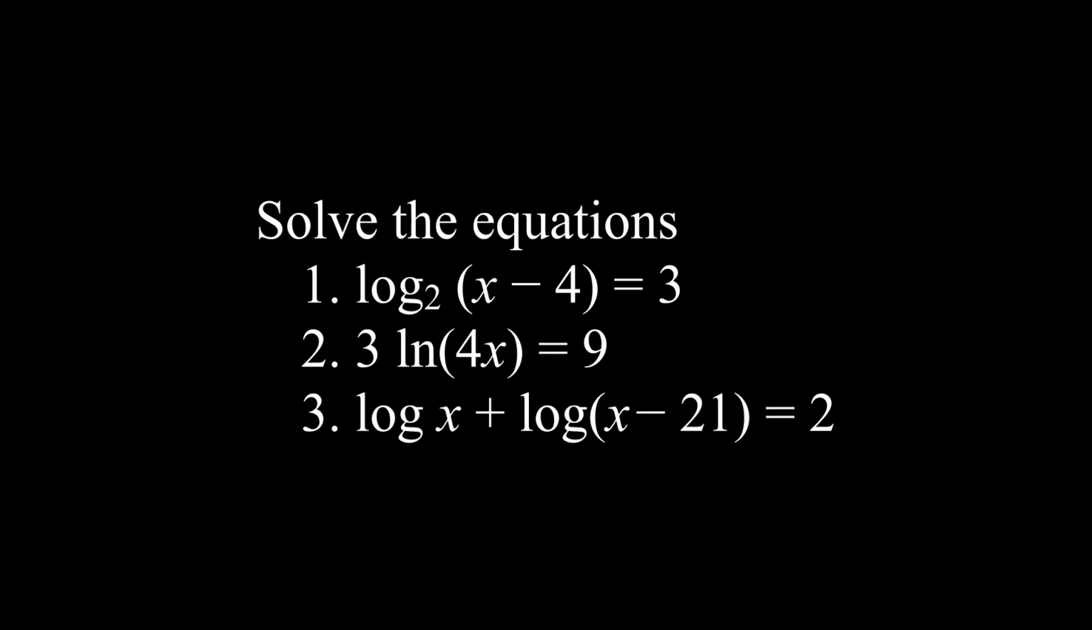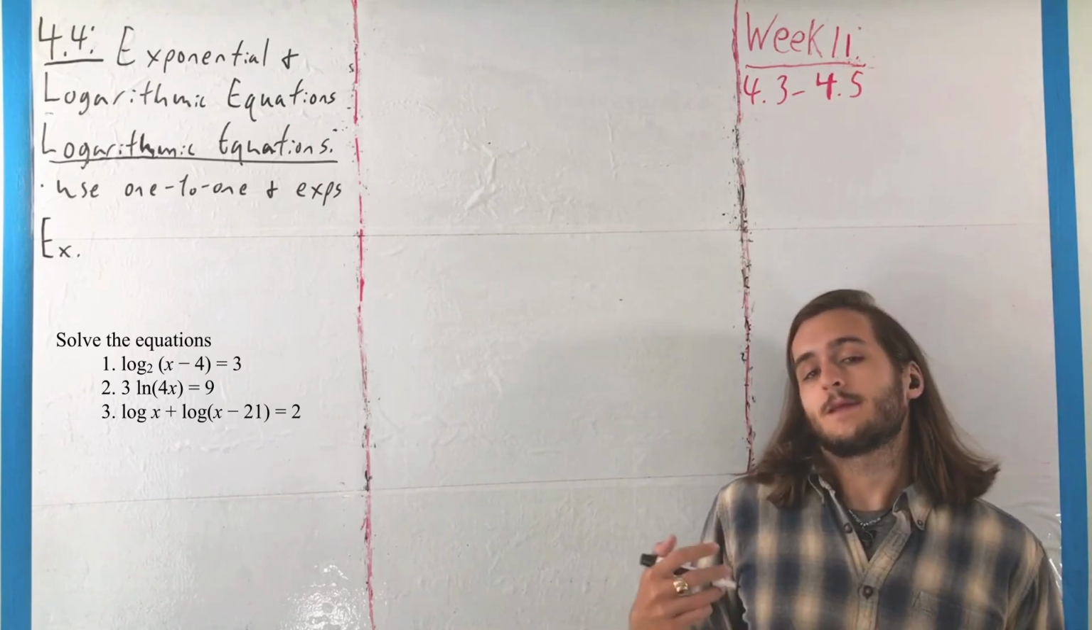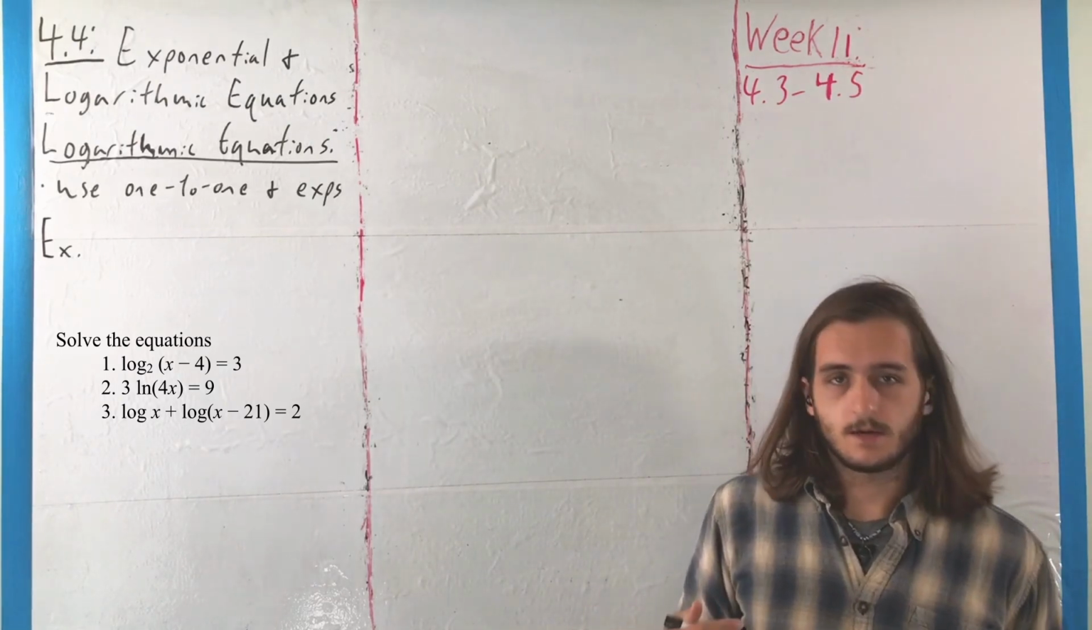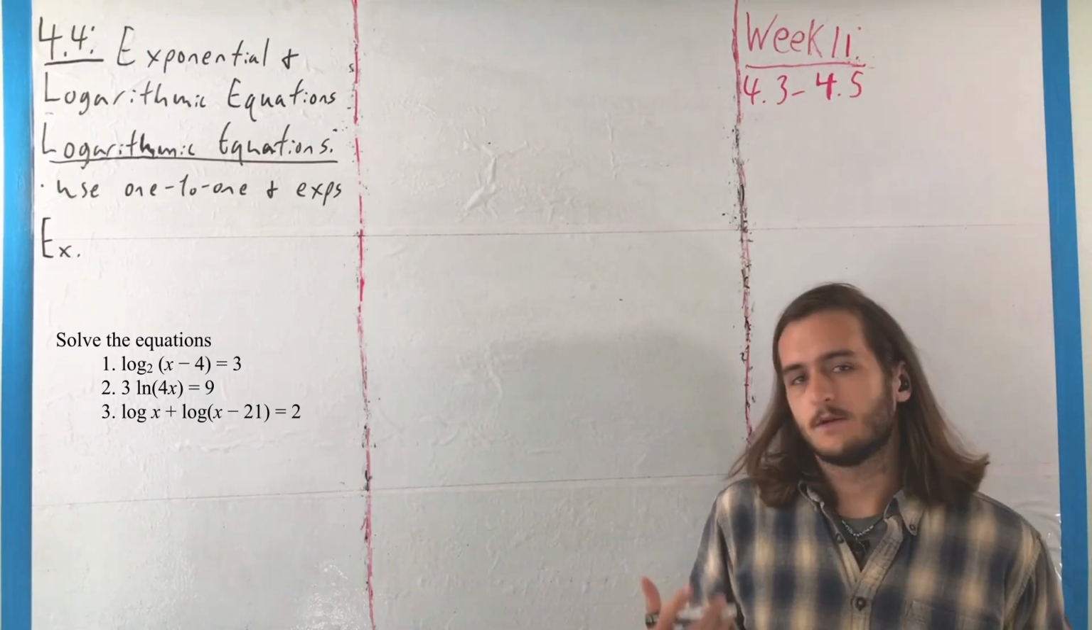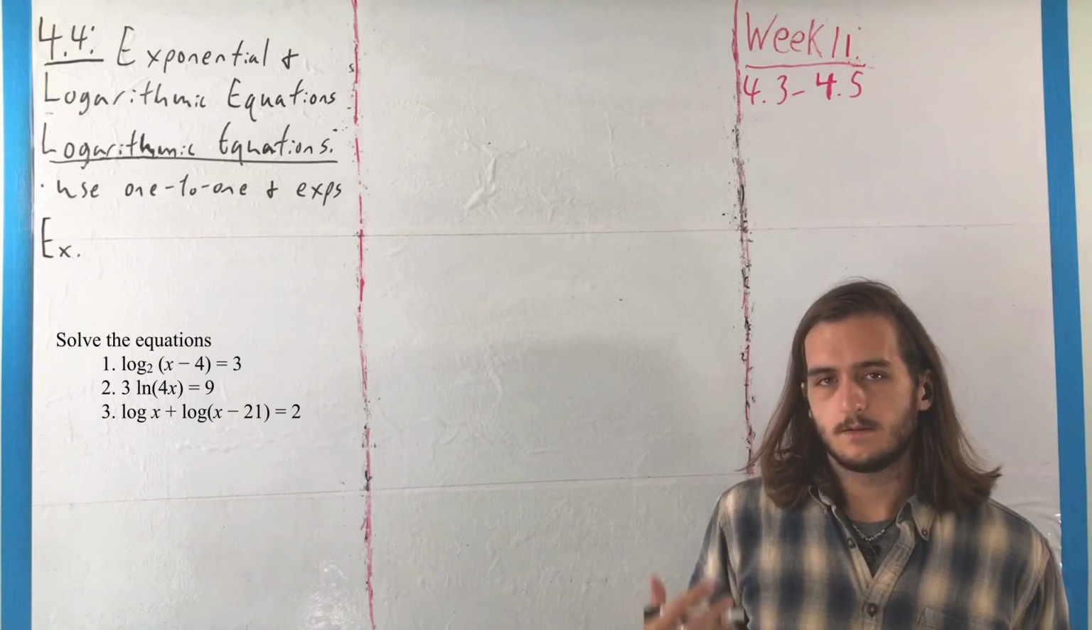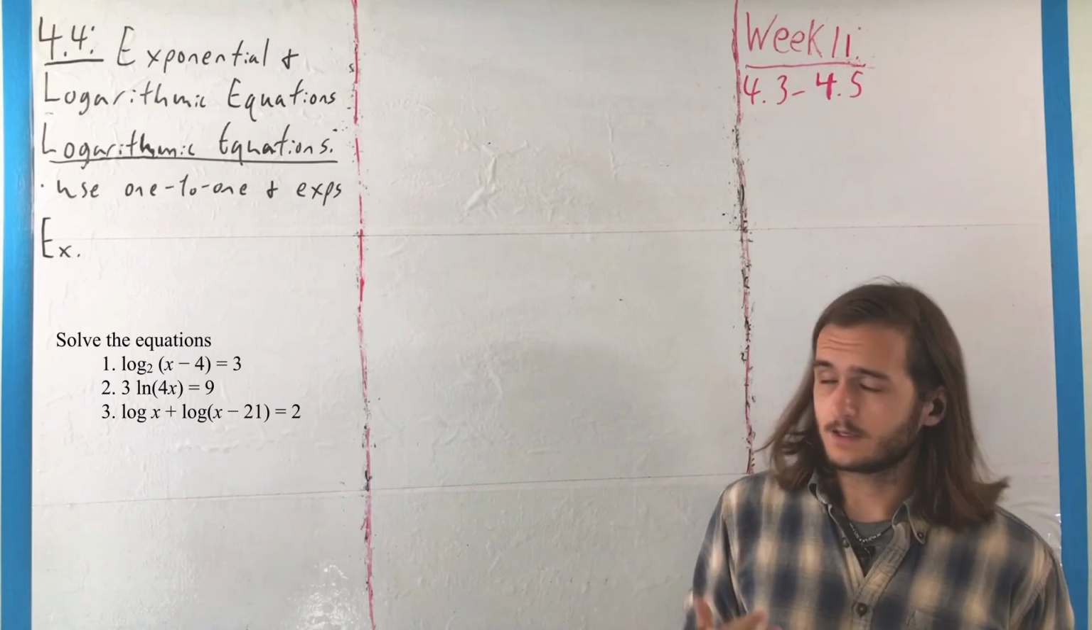For this, we want to solve the equations log base 2 of x minus 4 equals 3, 3 natural log of 4x equals 9, and log x plus log x minus 21 is equal to 2. And again, here we're in that form we like, so a lot of this is just going to come down to maybe some condensation of logarithms and pulling around with exponents.